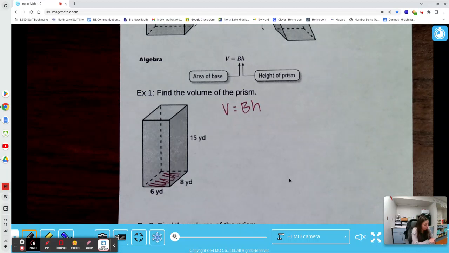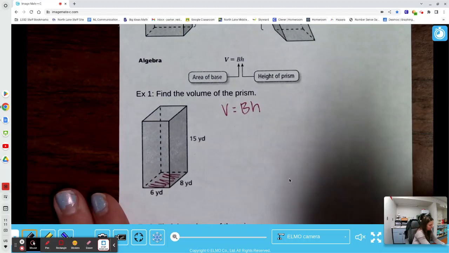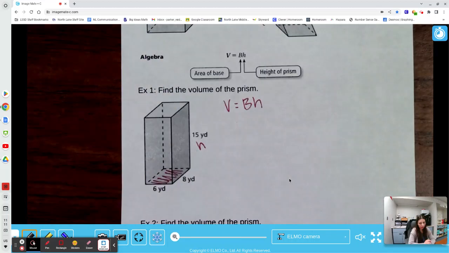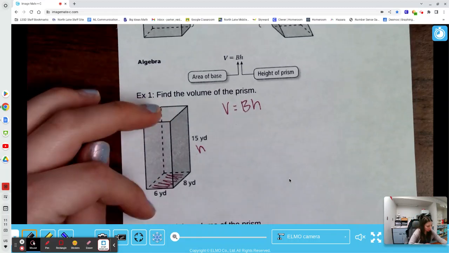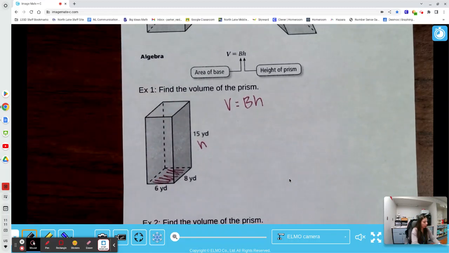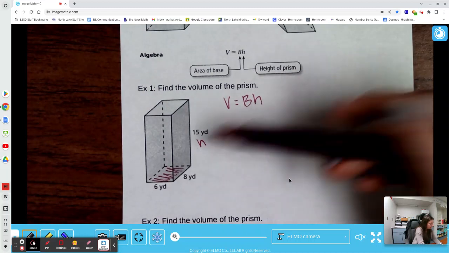But whichever shape you choose to be the base, doesn't matter. The height is then going to be however tall it is from one base to the next. So those two bases, a prism has two bases, those are going to be those opposite, identical, parallel faces, and then the height is going to be going in between them.